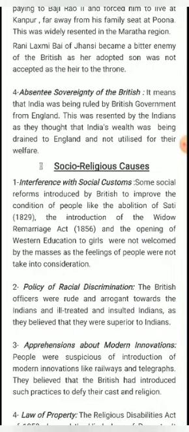The third one is apprehension about modern innovations. As we know, the innovations basically started in England or in European countries, and were later introduced to Indian people. The people were suspicious of the introduction of modern innovations like railways and telegraphs. They believed that the British had introduced such practices to defy their caste and religion.